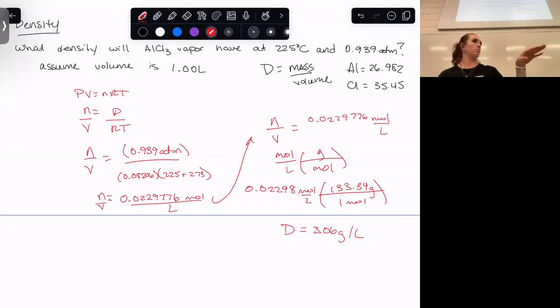Does that help my partial pressure people and gas laws? Density, in a way, is kind of like molarity, moles over liters. They're related, but they're not the same. In this case, we have only 1 liter of something, so they're a little bit more related. You could have different volumes, and then that makes it different as well. But they're related.